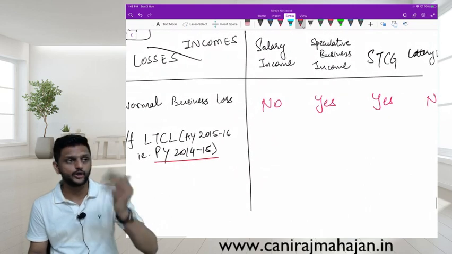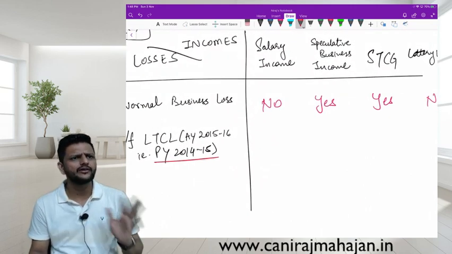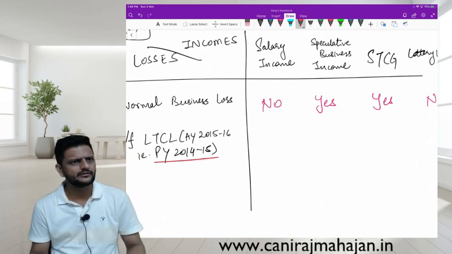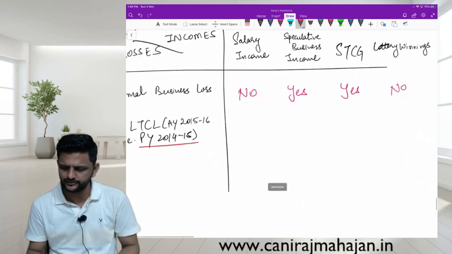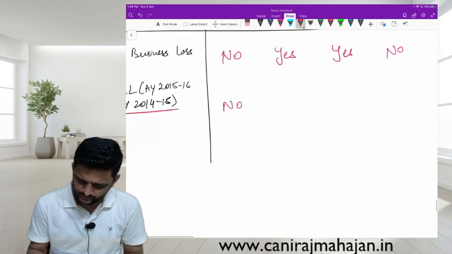This loss cannot be set off against any other head of income, and not against STCG also. Long term does not go to short term. Yes or no? Everywhere? No. Correct?